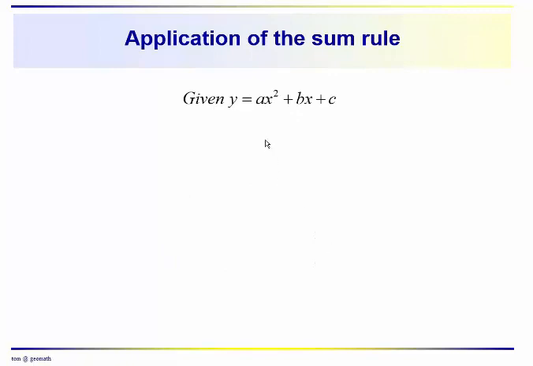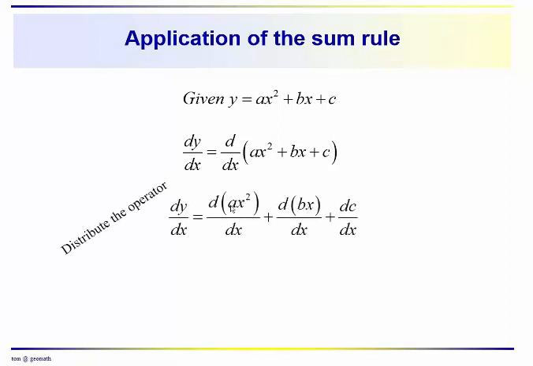Okay, the sum rule. Another simple expression. We've got our quadratic here, a parabola. We want to differentiate that. We want to figure out what the slope is of this function at an arbitrary value x. So we distribute the derivative operator through each of the terms.